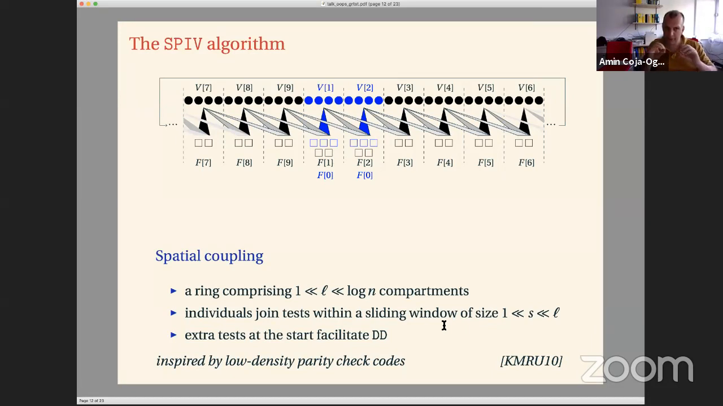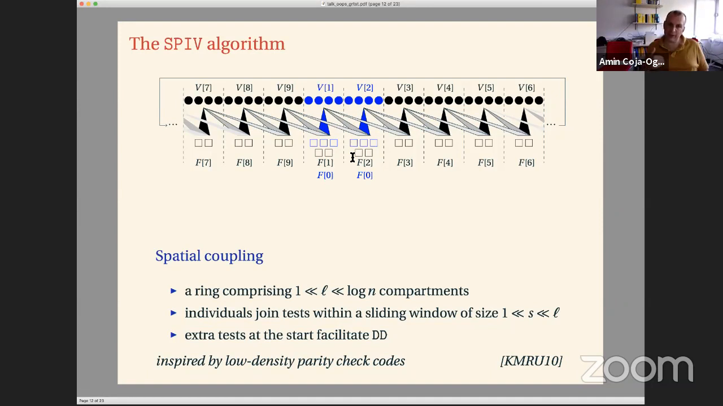One extra feature of this construction that I should mention is that we single out a few starting compartments, namely the first s compartments of tests and individuals. And we make the ring a bit thicker at this point, if you like. So we add some extra tests in these seed compartments, in these initial compartments, in order to get a head start on the initial s compartments.